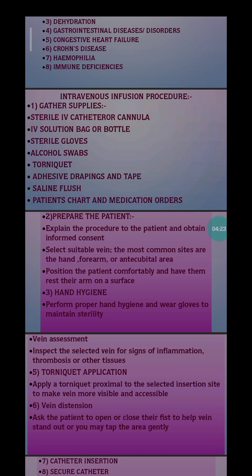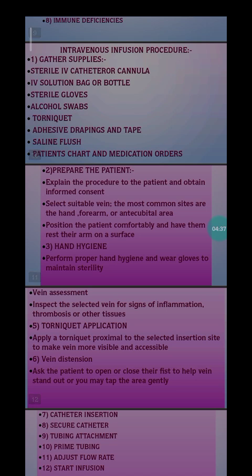Number 2, we have to select a suitable vein. The most common sites which are preferred are the hand, forearm and antecubital area. Now third, position the patient comfortably and have them rest their arm on a surface. Number 3, hand hygiene. We have to perform proper hand hygiene and wear gloves to maintain sterility. Vein assessment: inspect the selected vein for signs of inflammation, thrombosis or other tissue damage.